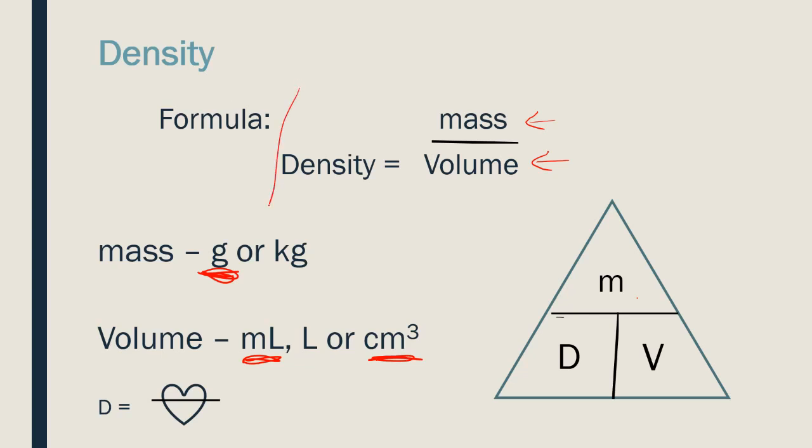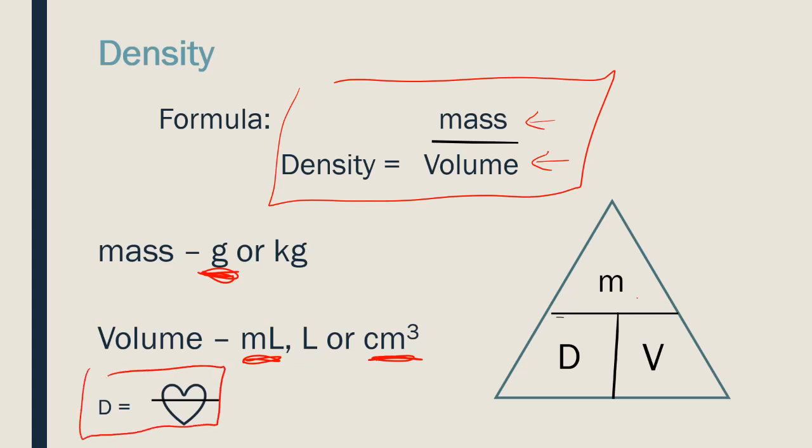So one way to remember that density equals mass over volume is this little mnemonic where D equals a heart, and you see in the heart that this looks like an M and that looks like a V. So it's M over V, mass over volume. The other thing you can do is memorize this triangle. Density is equal to the mass divided by the volume, and mass is equal to the density times the volume, and volume is equal to the mass divided by the density. So that all is how that works.